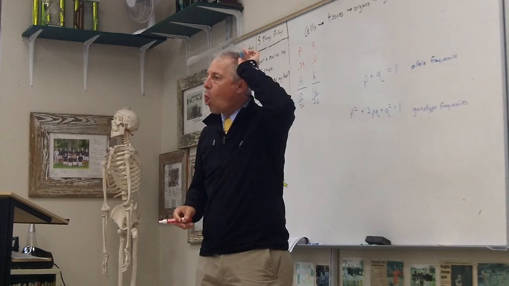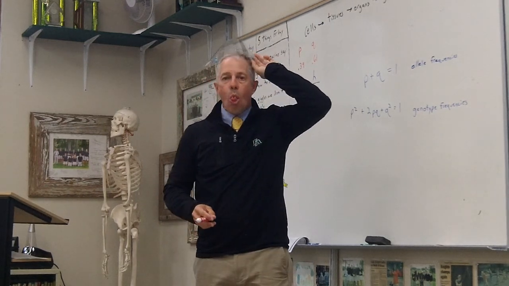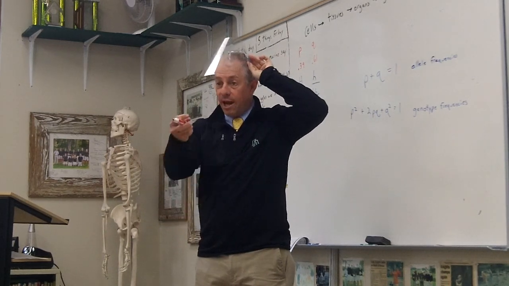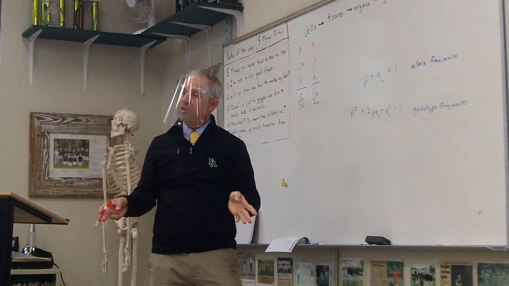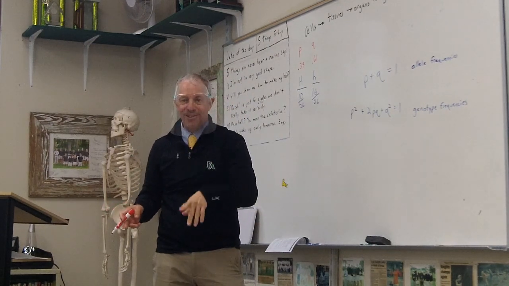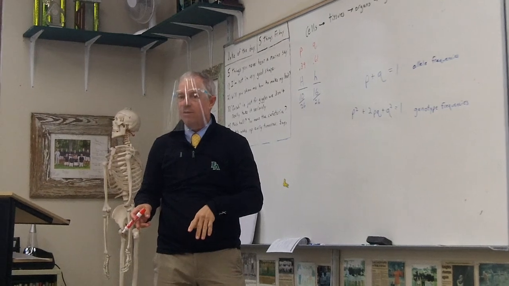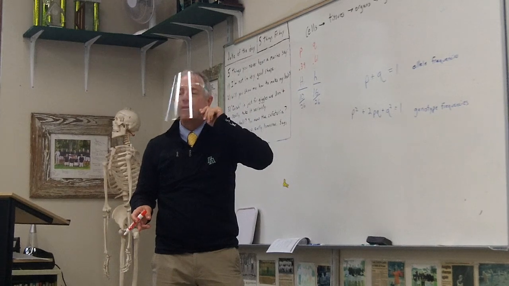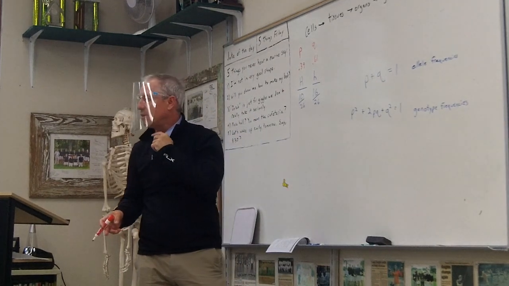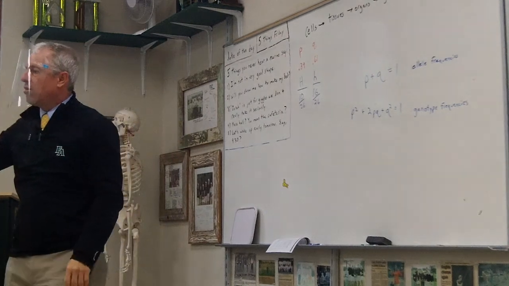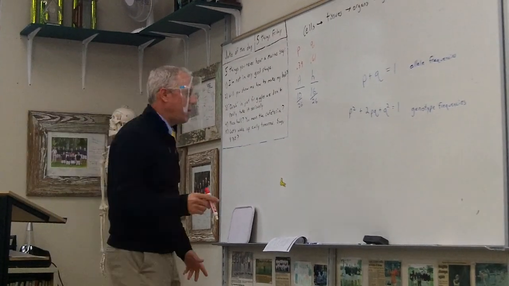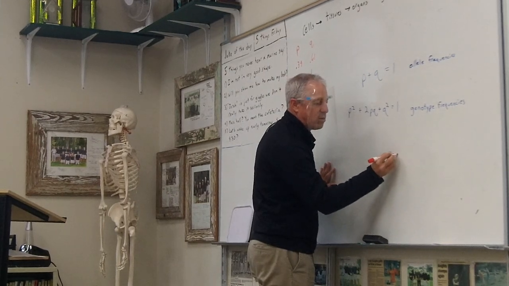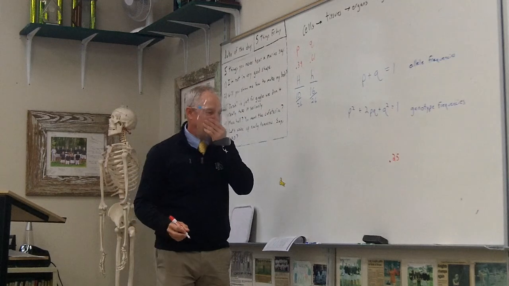How many can roll their tongue? If you can roll your tongue, you're dominant. If you can't roll it, you're a non-roller. If you're a non-roller, you're recessive. A study on people showed that 25% of folks couldn't roll their tongue.